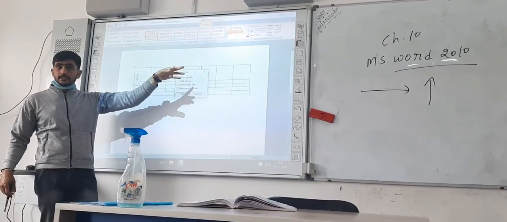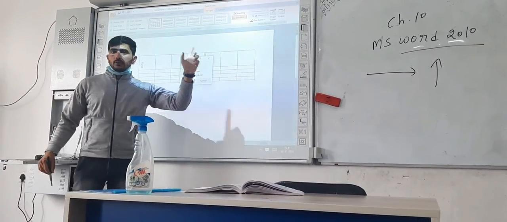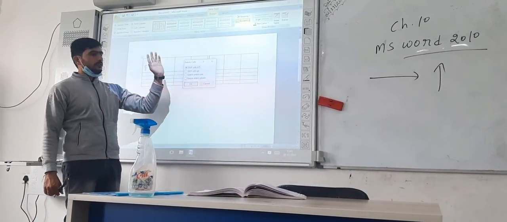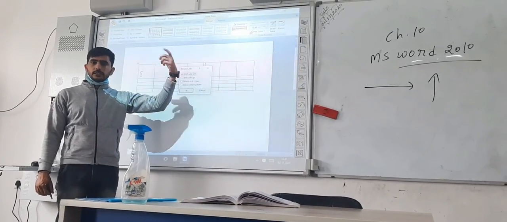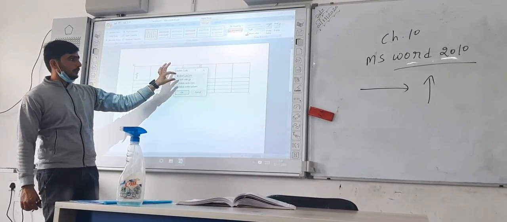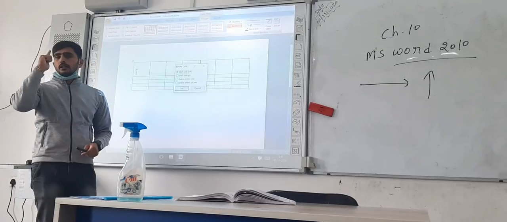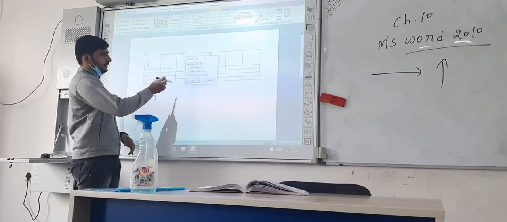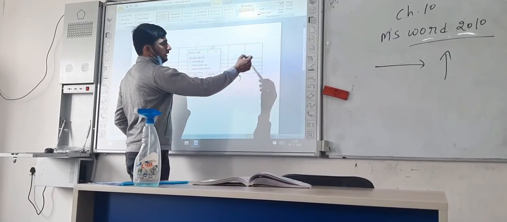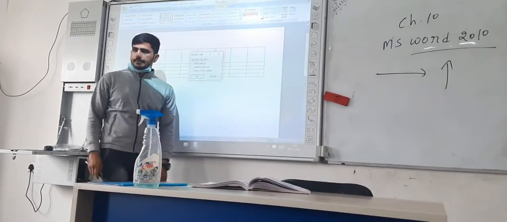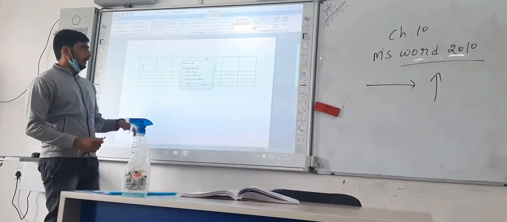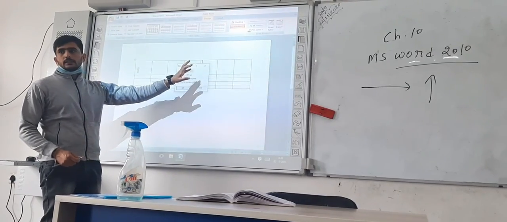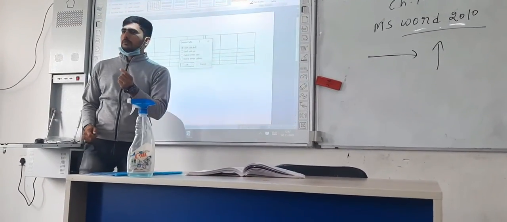Shift cells right, it deletes the cells to the right. Shift cells up, the cells that are above. So with these options we can delete only a cell. Cell means this box, the single box, we call it a cell. That means this is the combination of rows and columns.